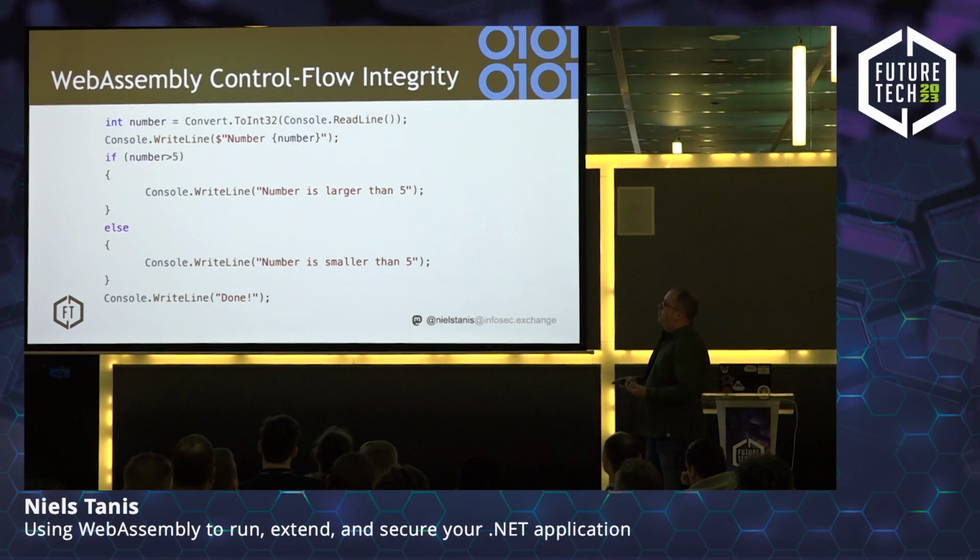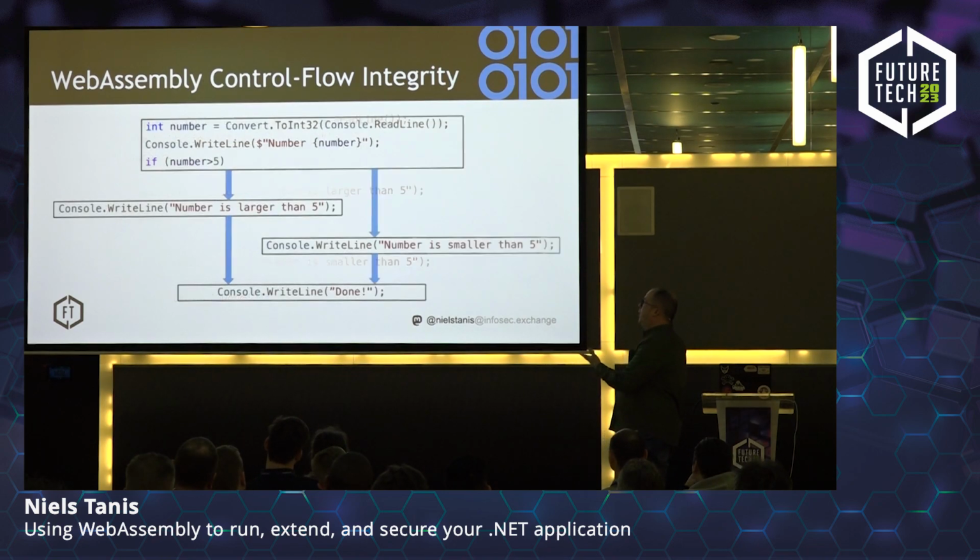that has a possible code path, right? This is quite simple. It takes a number, it writes it down to the console, then it has a condition where it says, like, hey, if number greater than 5, we do the first compound, else we're going to go to the second one, and then at the end we're done. This is a logical code path, and we have different options. If number is greater than 5, we will have the first line, otherwise the second one. That's a possible path.